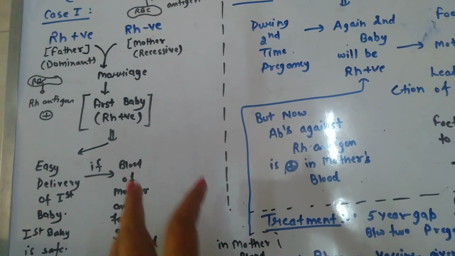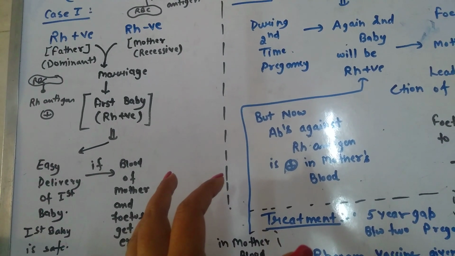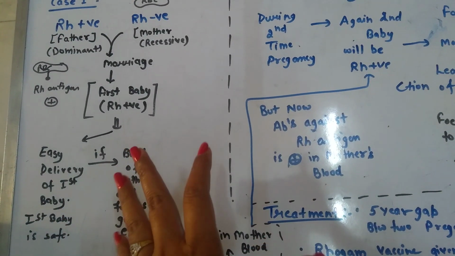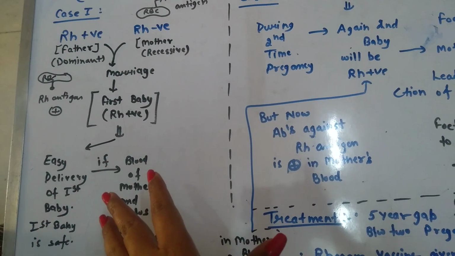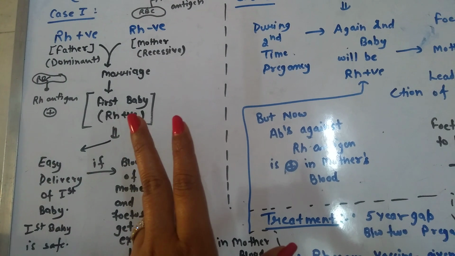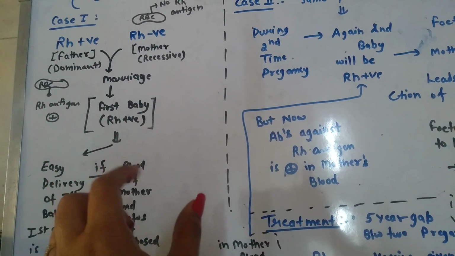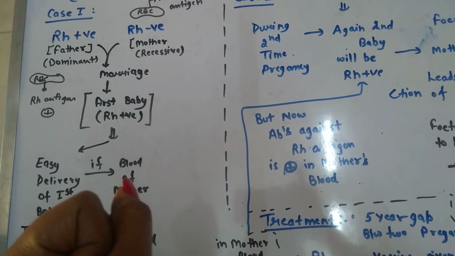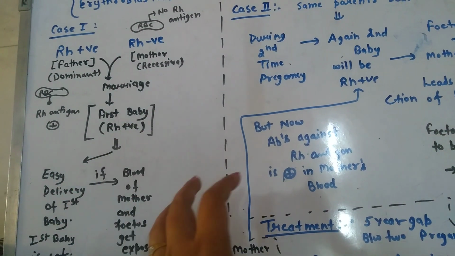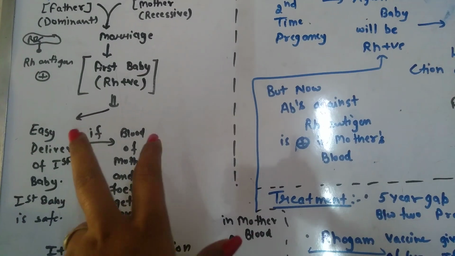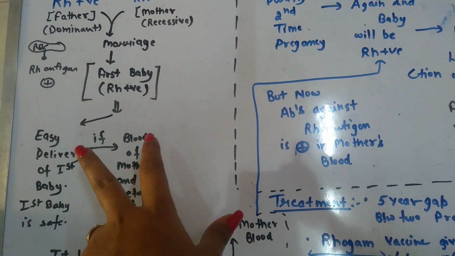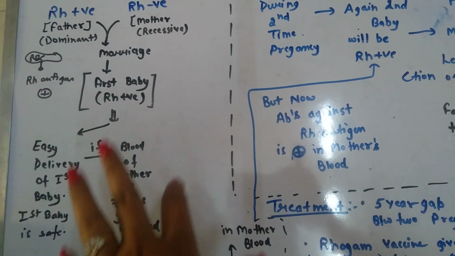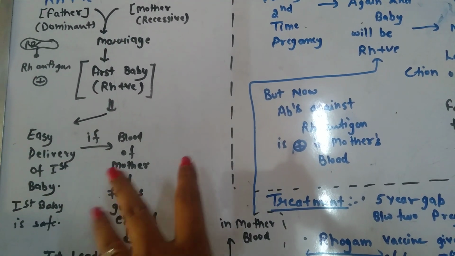So what happens during the first delivery of the first baby? It is an easy delivery, and the first baby will be completely safe. Why? Because there is no synthesis of RH positive antibody inside the mother's blood, because the blood is not exposed due to the presence of the placenta. So the first baby will easily come out. The delivery of the first baby will be easy and the baby will be safe.